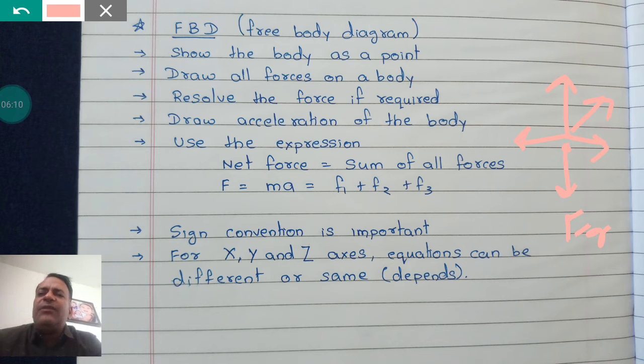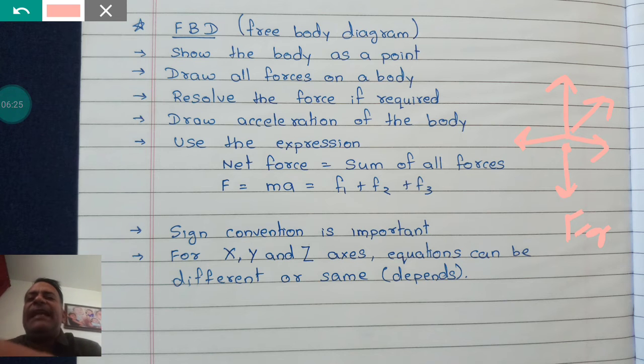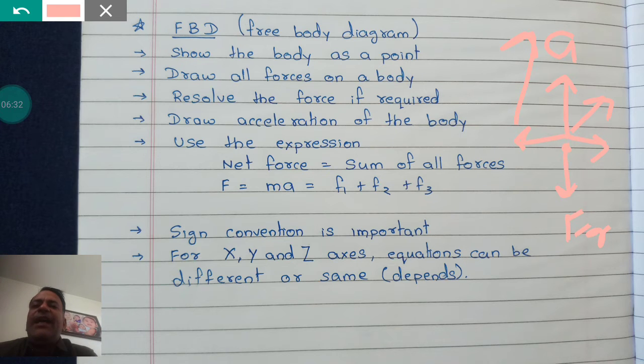Okay, now resolve the forces if required. Next, draw the acceleration of the body. Now there are about 5 forces acting on this body, and if suppose the acceleration of the body is in the upward direction, then you draw this acceleration vector like this. After drawing the acceleration vector, use the expression: net force is equal to the sum of all forces. I'm trying to find the net force on the body.